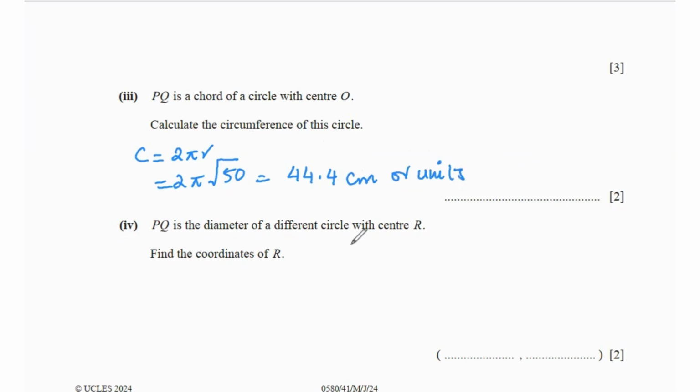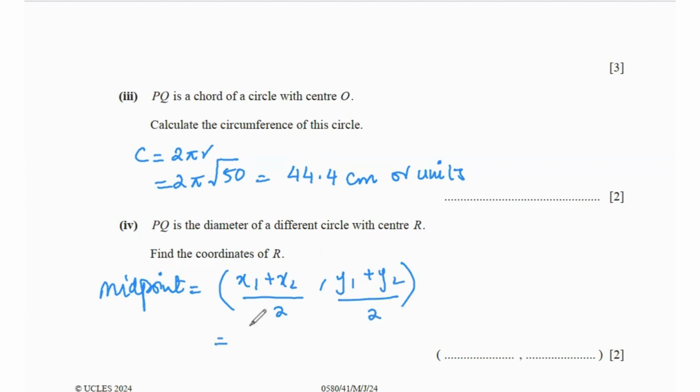Then PQ is the diameter of a different circle with center R. Find the coordinates of R. So to find the coordinates of R, we use the midpoint formula. Midpoint is going to be (x1 plus x2) over 2 and (y1 plus y2) over 2. So that's 1 plus 5 over 2 and -5 plus 7 over 2. That's going to give us 3 and 1. That's the midpoint of PQ, or the coordinates of R.